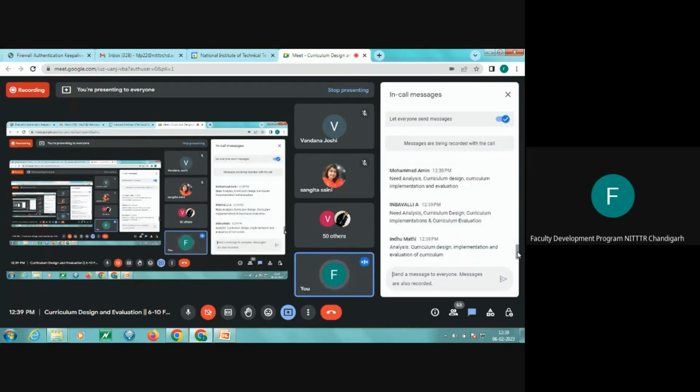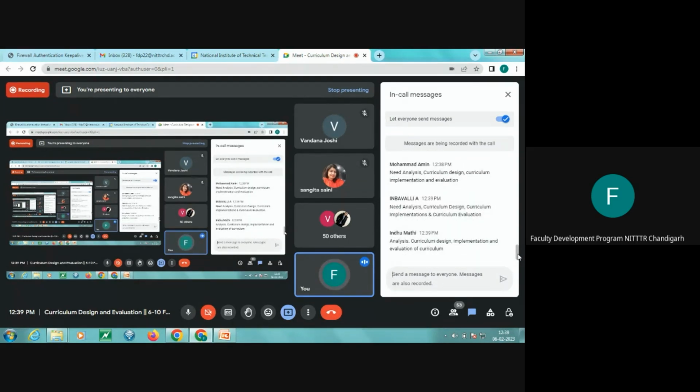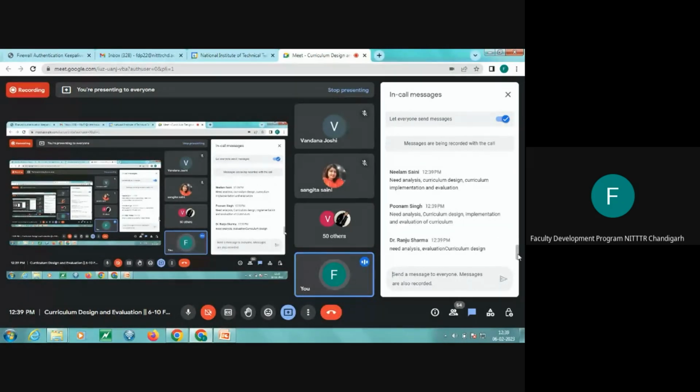So my friends, you will appreciate that need analysis is very, very important. Many times, if people are not aware about curriculum design and are asked to design a curriculum, they will take certain content from the internet and use the cut and paste method. But that is not curriculum. That is not curriculum design. You actually need to carry out need analysis. That takes a lot of effort.